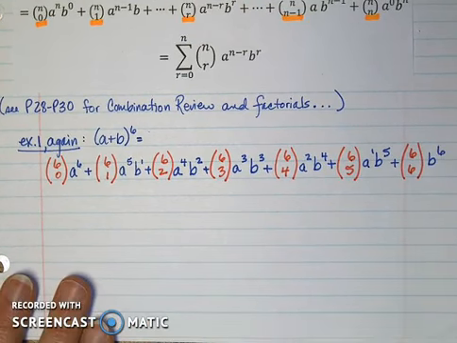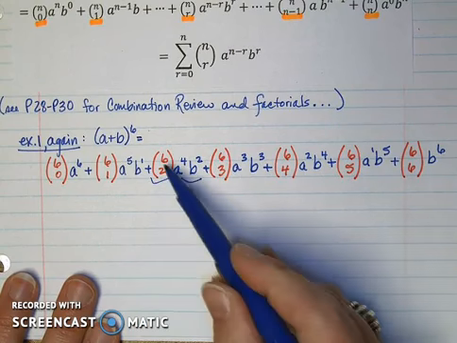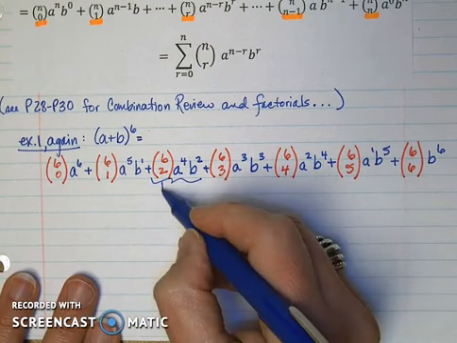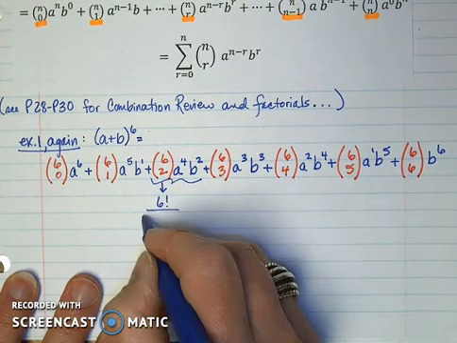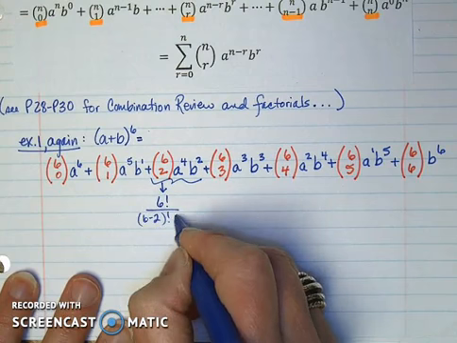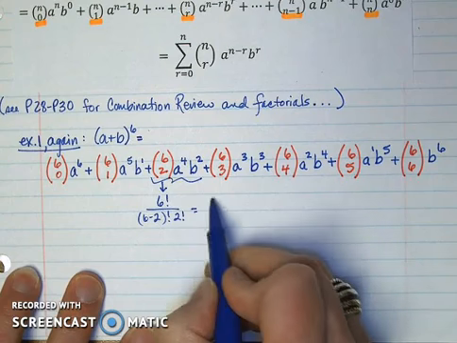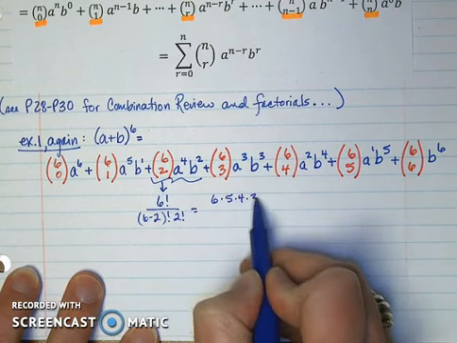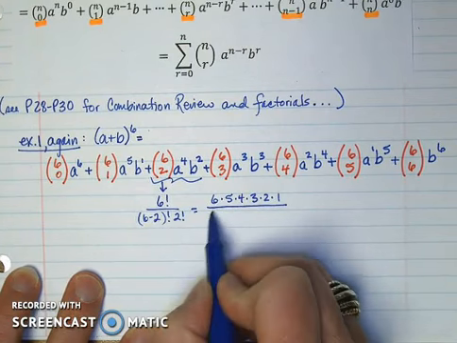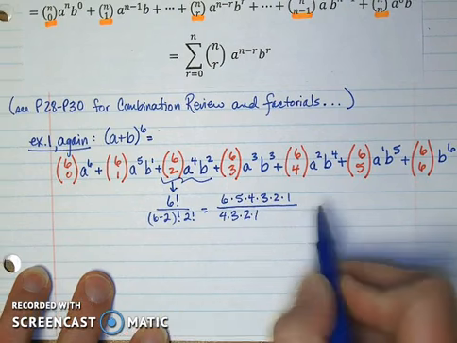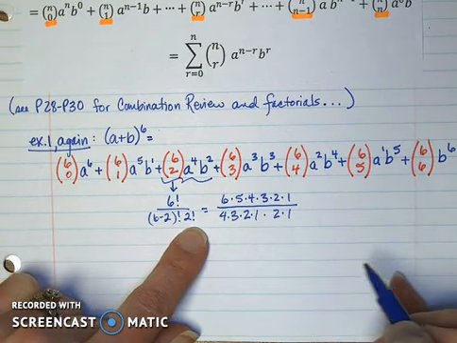Let's, for example, just look at this one right here. If I take the combination of 6 and 2, if I wanted to look at that with the factorials, that would be 6 factorial over 6 minus 2 factorial times 2 factorial. If you don't remember what that is, that means 6 times 5 times 4 times 3 times 2 times 1 over 4 factorial, so 4 times 3 times 2 times 1, times 2 factorial. And then you simply reduce and simplify that.